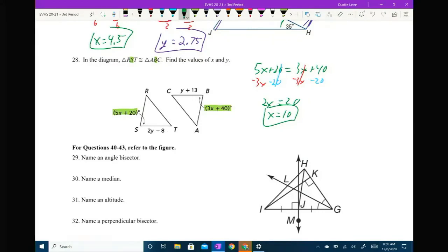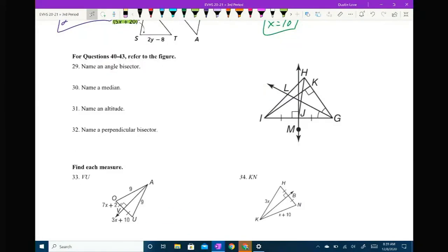Okay, now I've got ST. ST is my position 2 and 3, which corresponds to BC. So yep, these two are congruent, so that gives me 2y minus 8 is equal to y plus 13. Subtract y on both sides, add 8 on both sides, and because those canceled and those canceled, that's going to give me y is equal to 21.